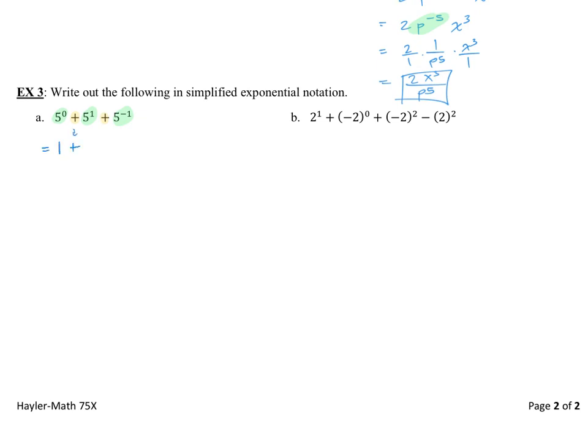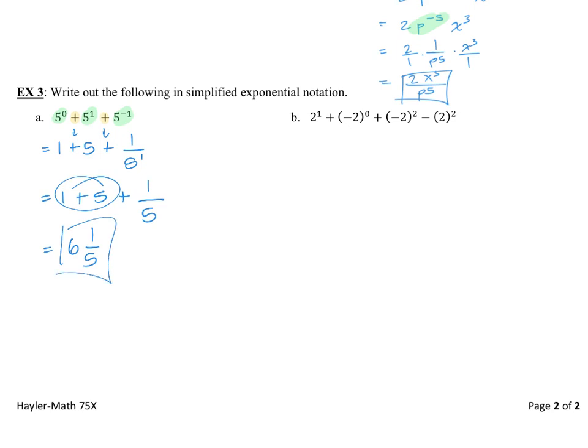Then bring down the plus. 5 to the 1. Well, anything to the 1 power is going to be itself. So 5 to the 1 power is 5. Bring down the addition. 5 to the negative 1. Well, that's the fish out of water rule. So I can just go ahead and do 1 over 5 to the 1 power. So that'll be 1 plus 5 plus 1 over, well, what's 5 to the 1? That's just 5. All right, so this is going to be 1 plus 5 is 6. So 6 and 1/5 is our answer.